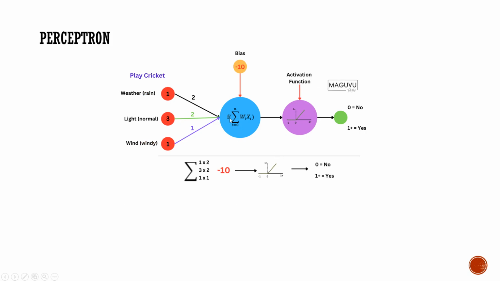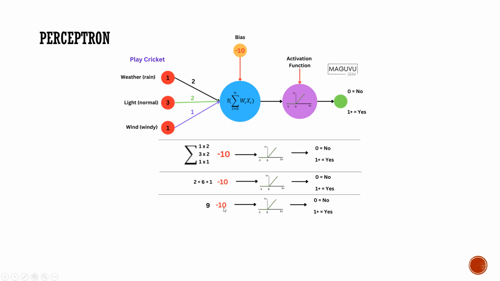Now let's proceed to see how the Perceptron is going to calculate this example. We're going to do a weighted sum in the neuron, multiplying 1 by 2, 3 by 2, 1 by 1. And we're going to introduce the bias, which is -10, before we pass through the activation function and determine the activation. So we're going to end up with 2 plus 6 plus 1, which gives us a 9, and then we introduce -10 for the bias. This then gives us a -1, and we want to pass the -1 into our activation.